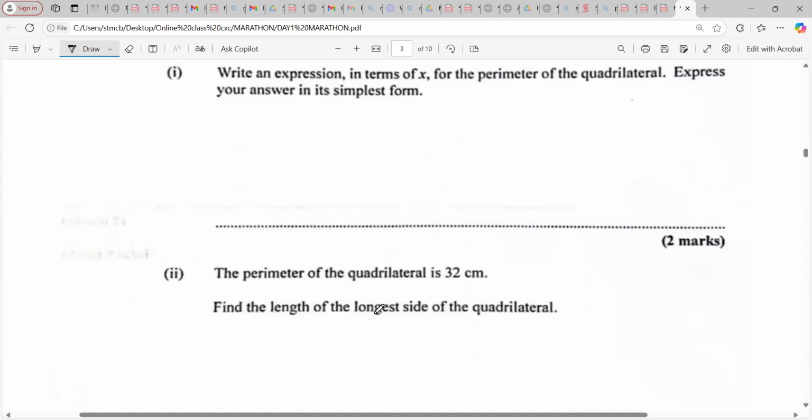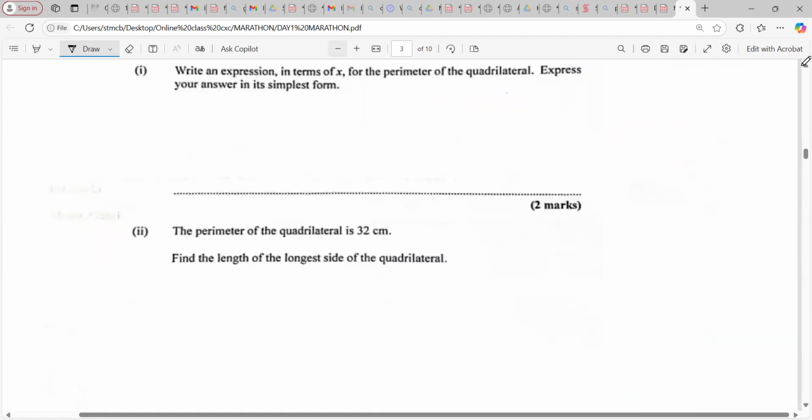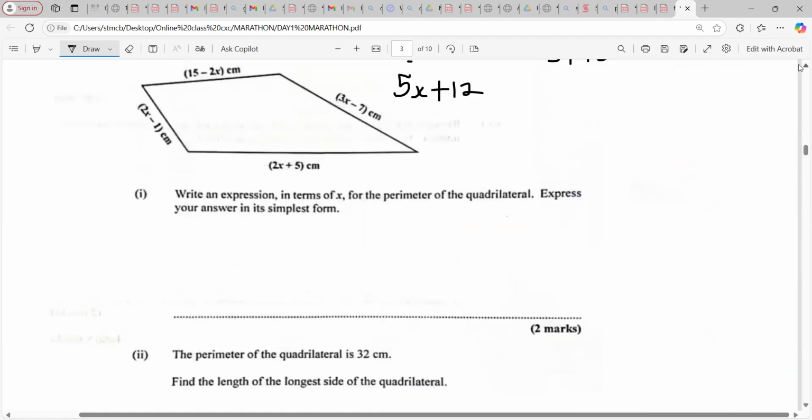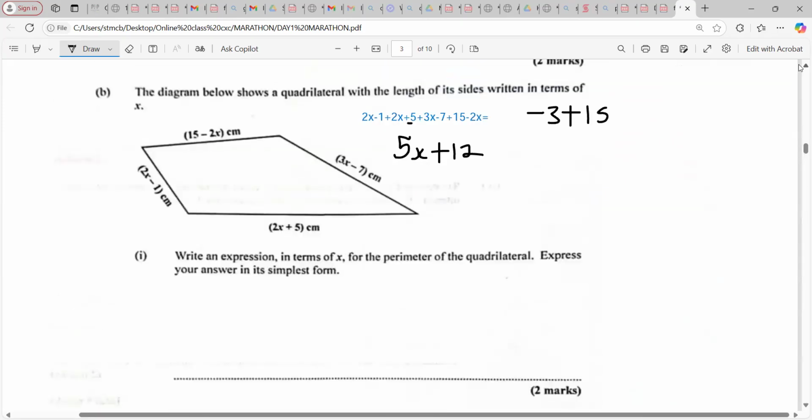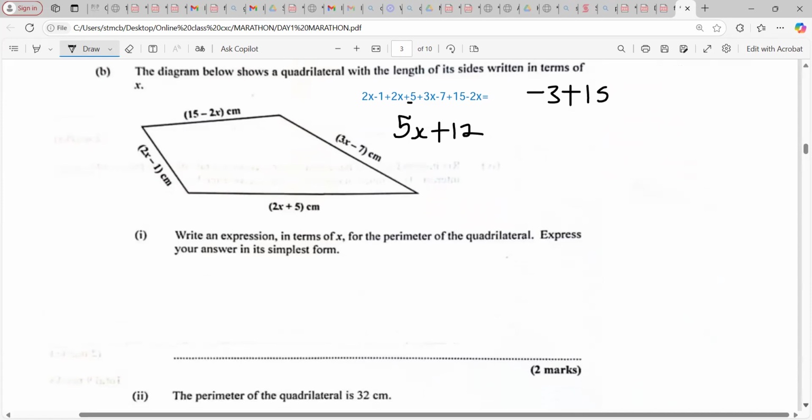Alright, then it further went on and said the perimeter of the quadrilateral is 32. Find the length of the longest side of the quadrilateral. So we have to go back up because they want you to figure out which side will be the longest. Given that the perimeter is 32, find the longest side. So work on that, guys, and then we can discuss it together, alright?